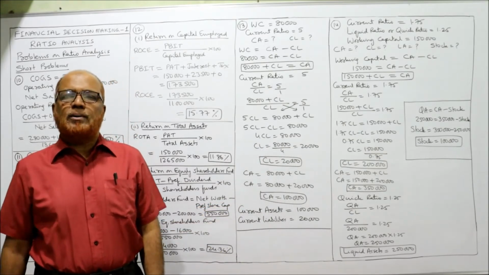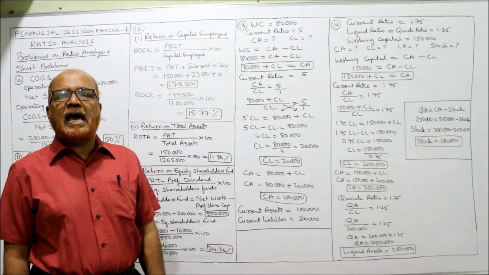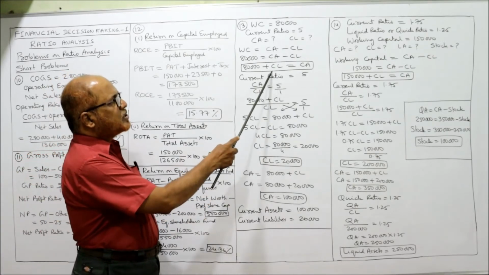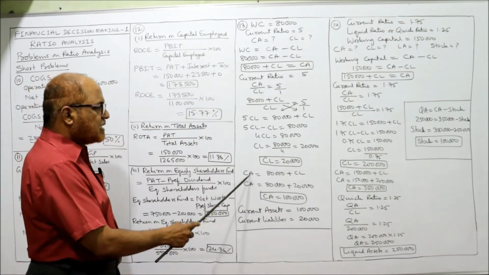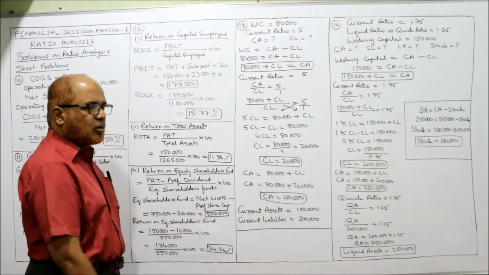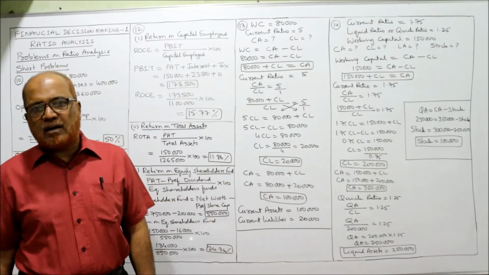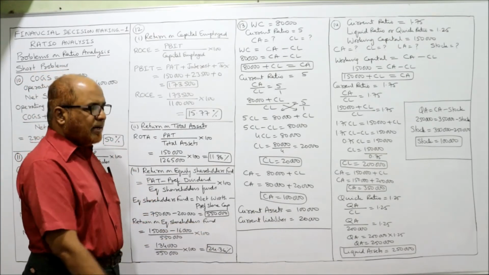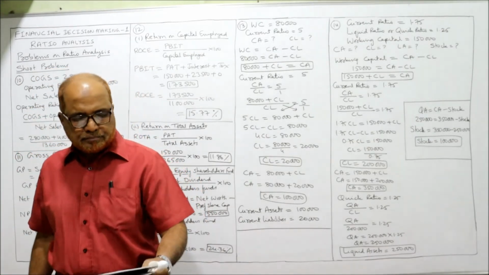So one answer we got. Current liability is equal to 20,000. Now we need CA. Substitute in this equation: 80,000 plus CL is equal to CA. So CA is equal to 80,000 plus CL. In place of CL, 20,000. So CA is equal to 1 lakh. Got it. We got the current asset, we got the current liability. Current assets are 1 lakh. Current liabilities are 20,000. That's all. This is the end of 13th problem.